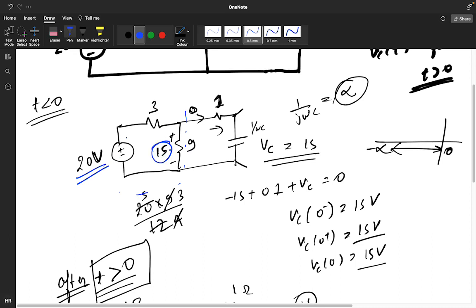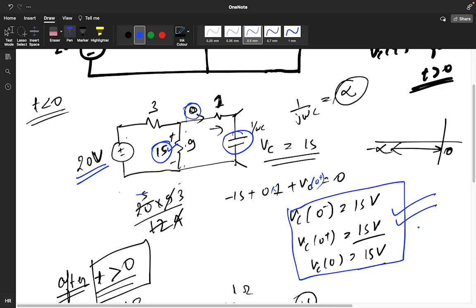If I got the voltage as 15 volt, what was the amount of capacitor voltage stored? This is a 0 ampere current, so minus 15 plus 0 into 1 plus Vc. We are finding for Vc of 0, so that's why Vc of 0 we are getting 15 volt. So this is my initial capacitor voltage storage.